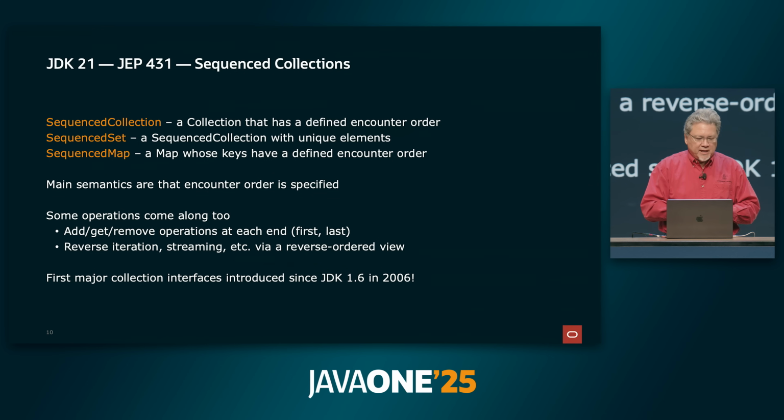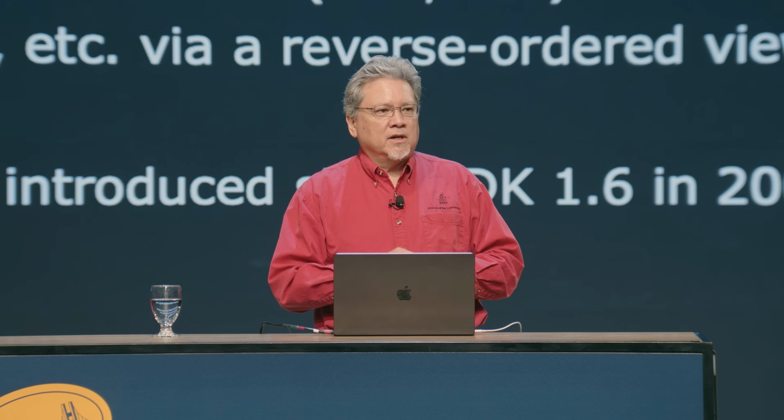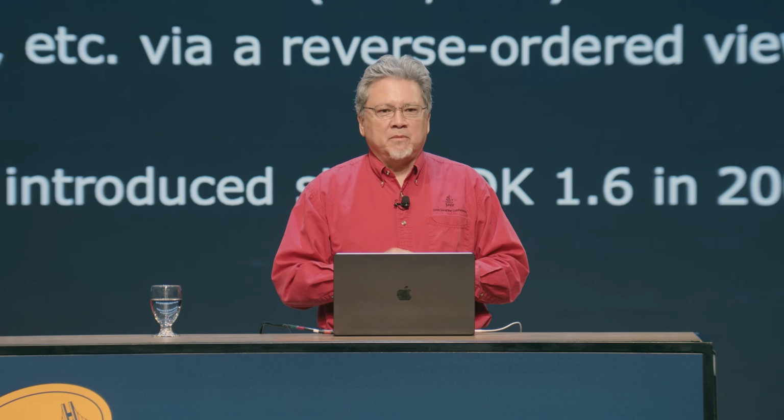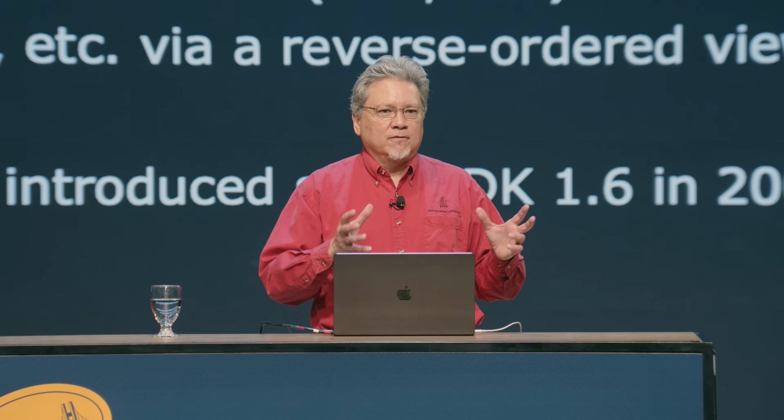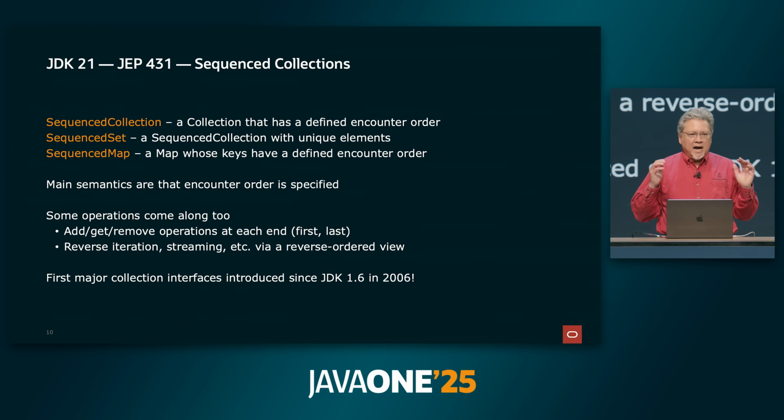So we filled out the bottom row of that table. The nice thing is once you have a collection that does have a defined encounter order, then you can add some additional operations on them that make sense, but only on collections that have a defined encounter order. So for instance, we can add, get, and remove elements at either end, the first or the last element in the collection, and we can also do iteration in reverse. I'll have more descriptions about that. And I'll just note that this is the first time that fundamental interfaces have been added to the collections framework since 2006, which is quite a long time ago. So this is a significant evolution.